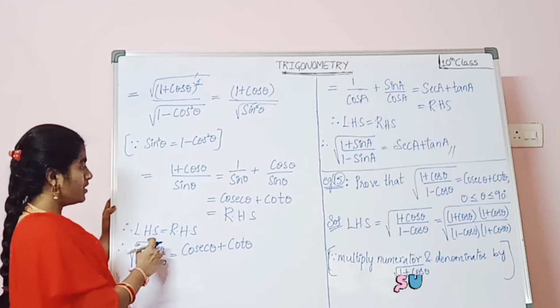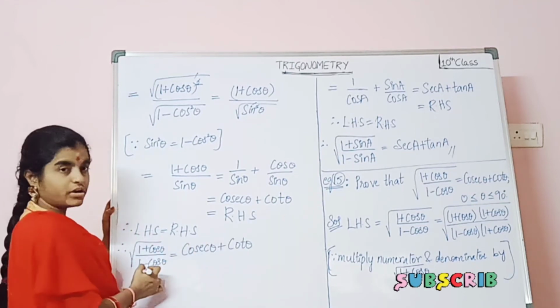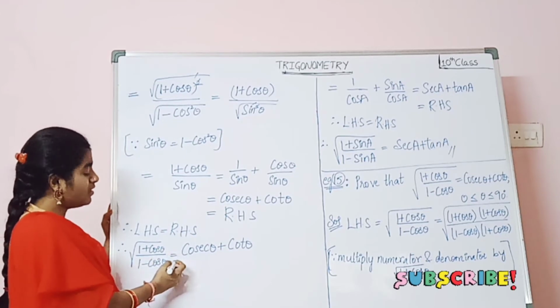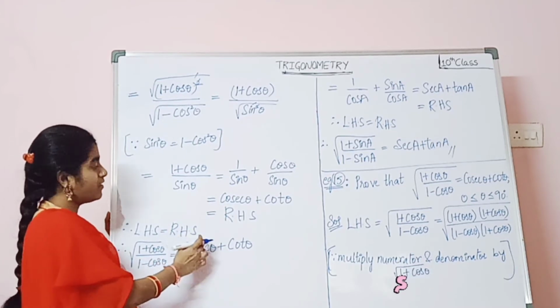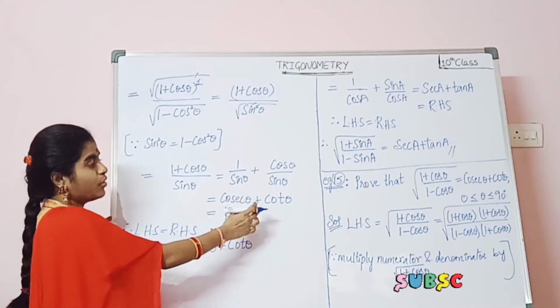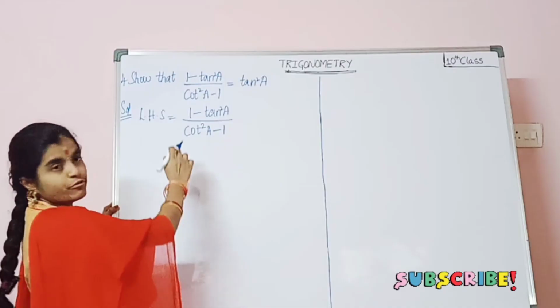So what is LHS here? The square root of (1 plus cos theta by 1 minus cos theta), which is equal to RHS. What is RHS? Cosecant theta plus cot theta. This is the solution. Now the fourth problem.